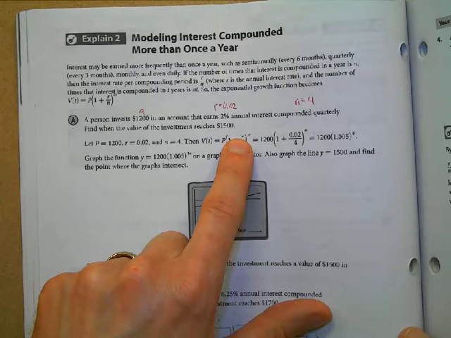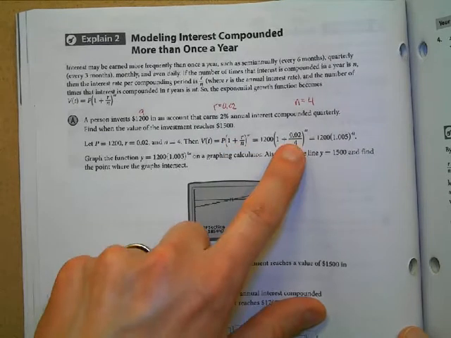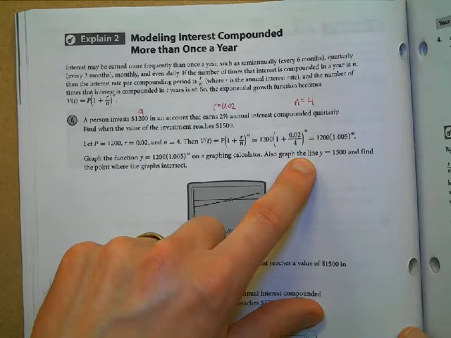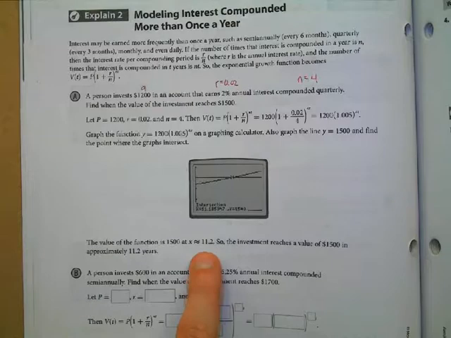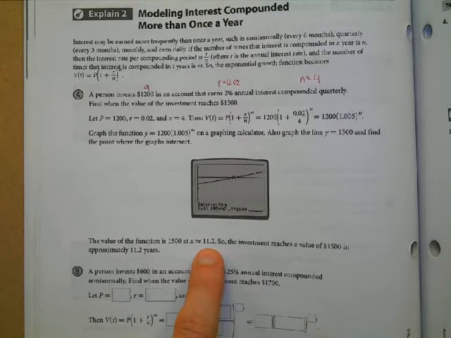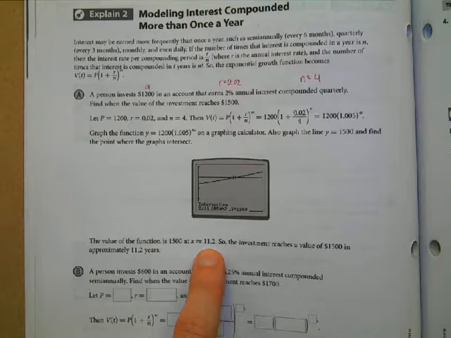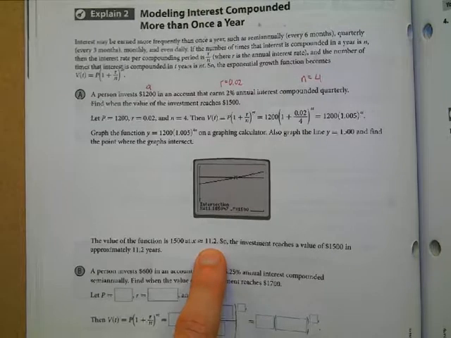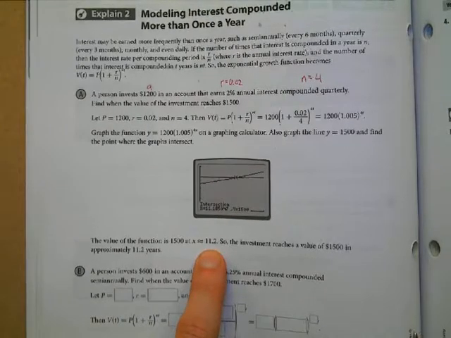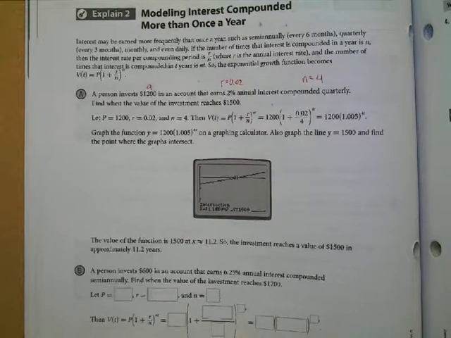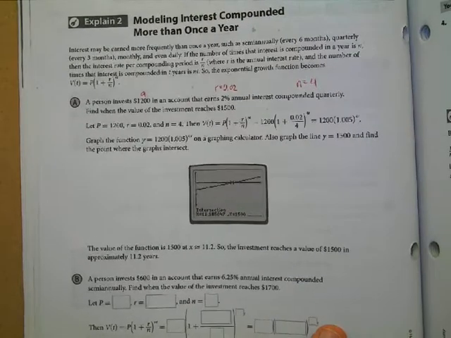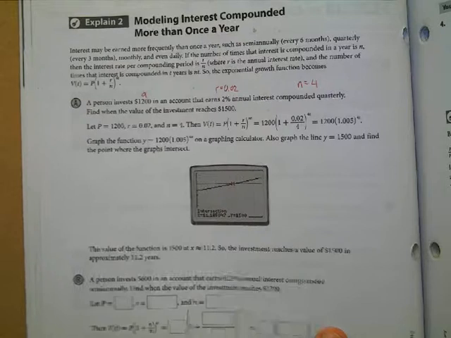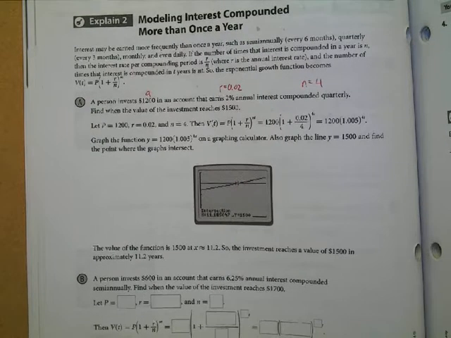Okay, 11.2 years. So, question on any of that so far? All good? Okay, let's go down here a little bit more then. Let's try letter B. We'll set this one up for ourselves here. Okay, we'll do two more here. We'll do this one and then one more.